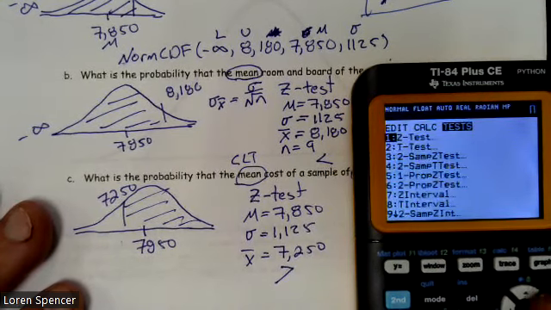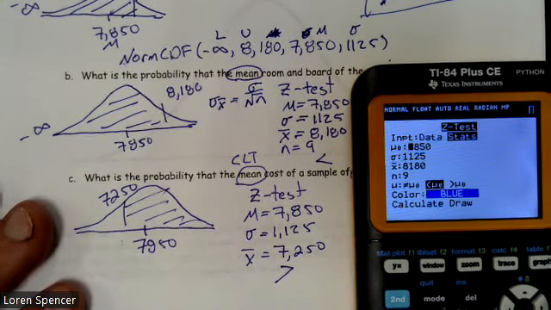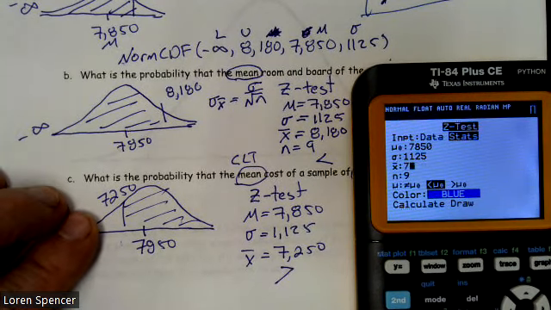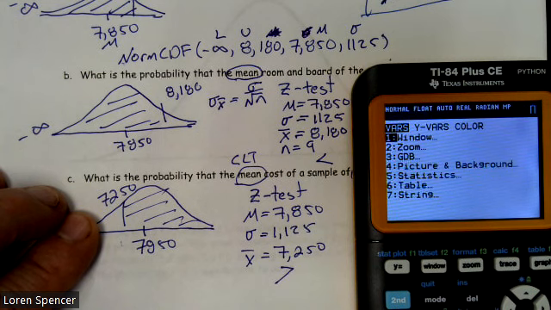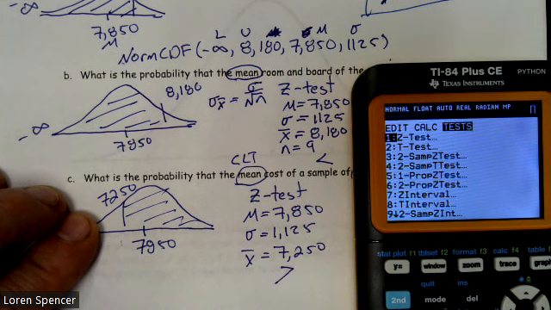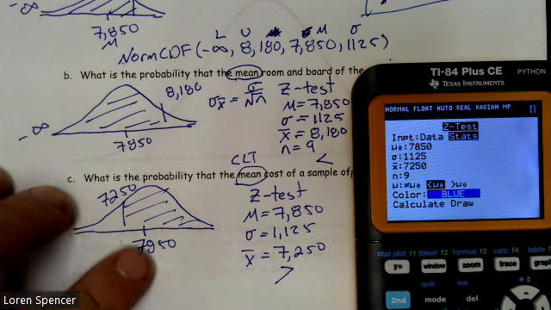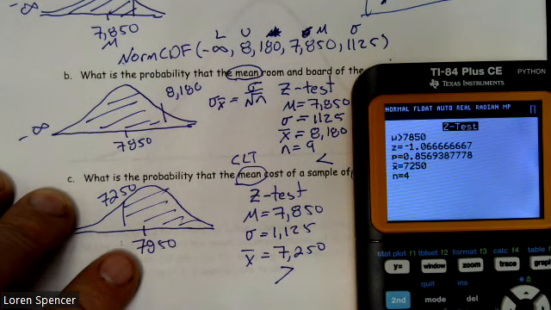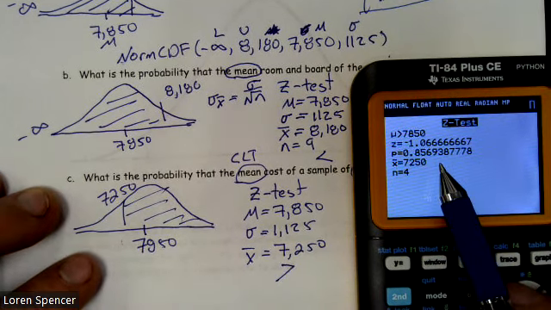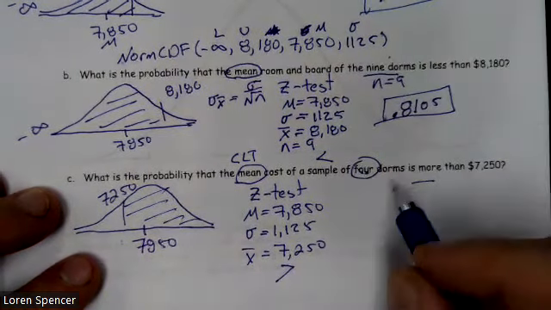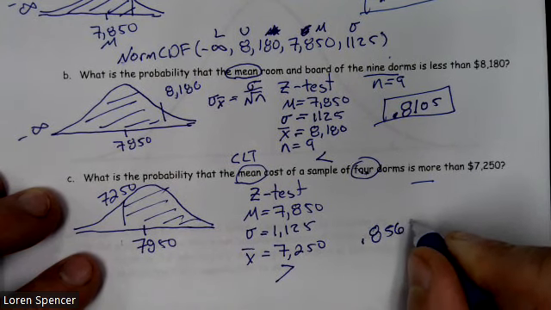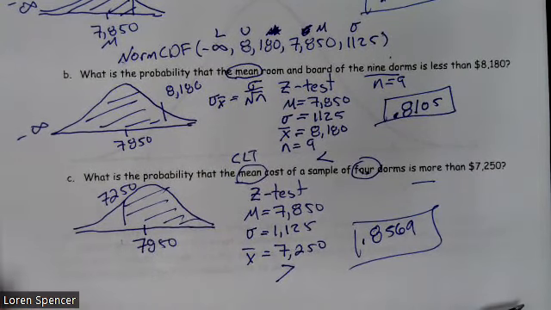And we're going to go stat, test, z-test, press enter. 7,850 is our mean, 1125. Our X bar is 7,250. Stat, test, back in there. Our sample size changed from 9 to 4, and we changed the direction. We're shading up. And when we do that, we find that our probability is 0.8569.